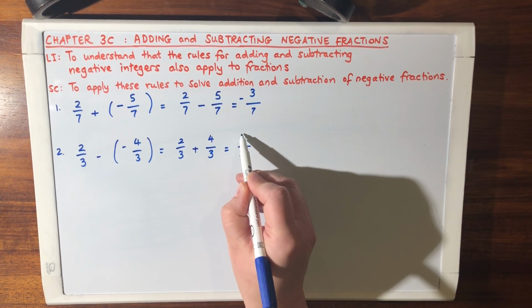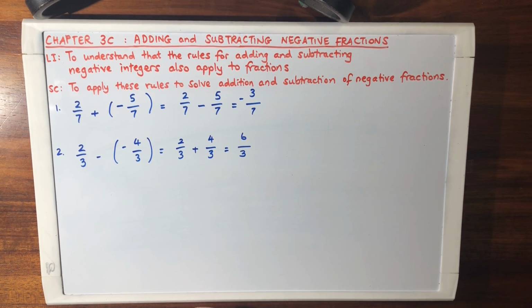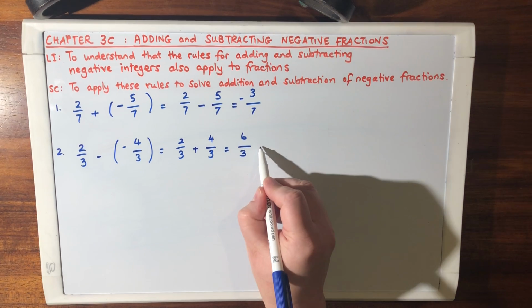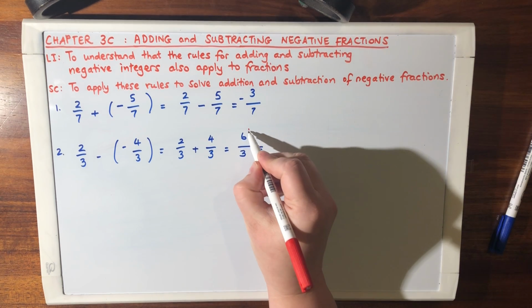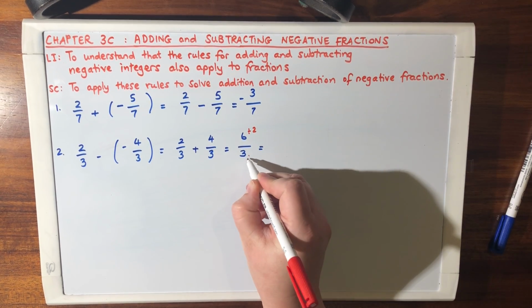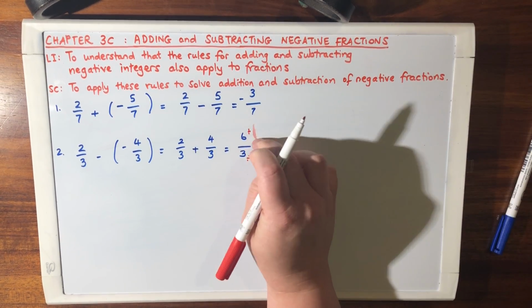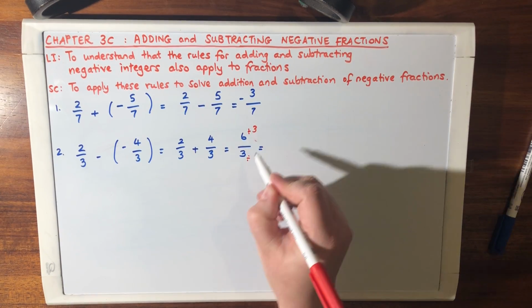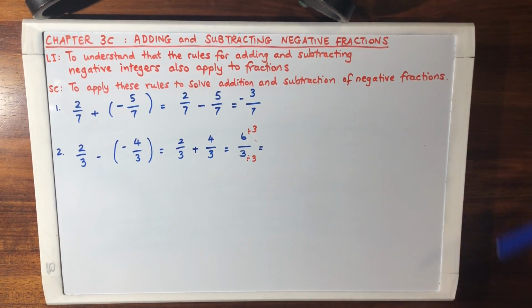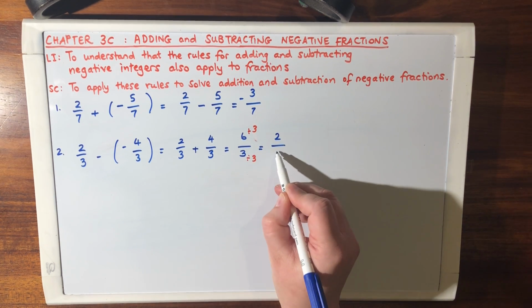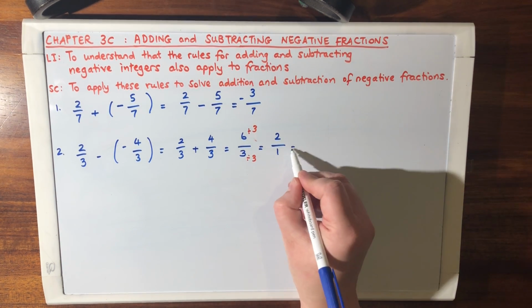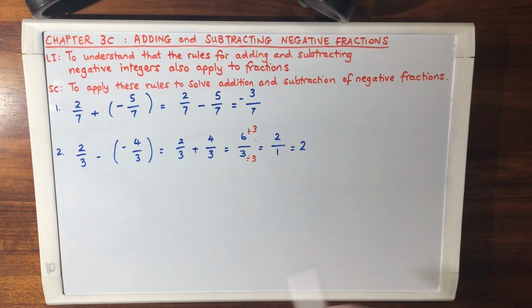2 plus 4 is 6. Can I simplify that fraction? Yes, I can. I know that the highest common factor for both of those numbers is 3. So I'm going to divide each side by 3. So the answer there would be 6 divided by 3 is 2, 3 divided by 3 is 1. A whole number 2.